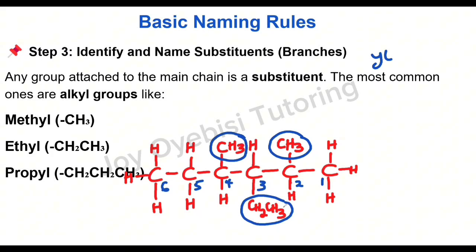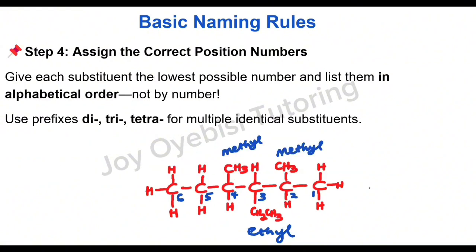A 1 carbon alkyl group is methyl. 2 carbon is ethyl. 3 is propyl, and so on. So that means that my branches, this first one is methyl. This one here is also a methyl group. And this, the 2 carbon, is an ethyl group. If we move on, step 4, assign the correct position numbers.